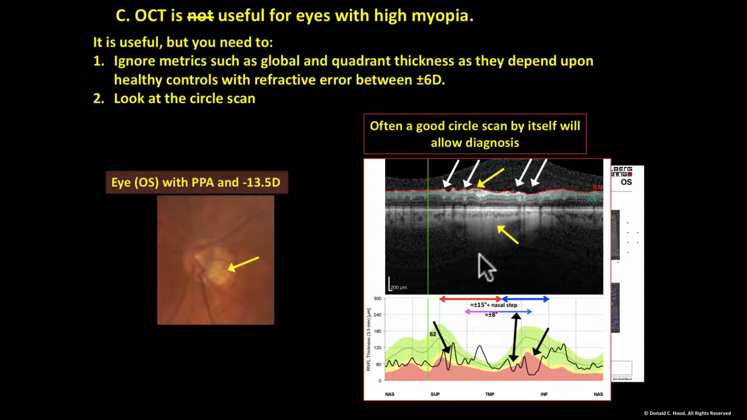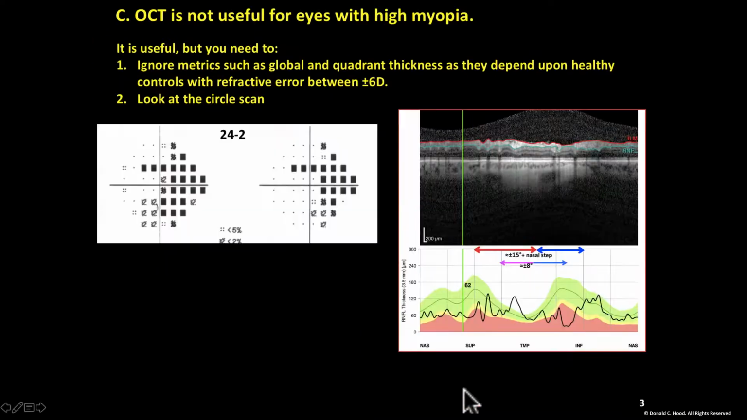So, in fact, you can confirm it. Here's a 24-2, more or less as I described it, with both upper and lower field defects that clearly are going into the macula.